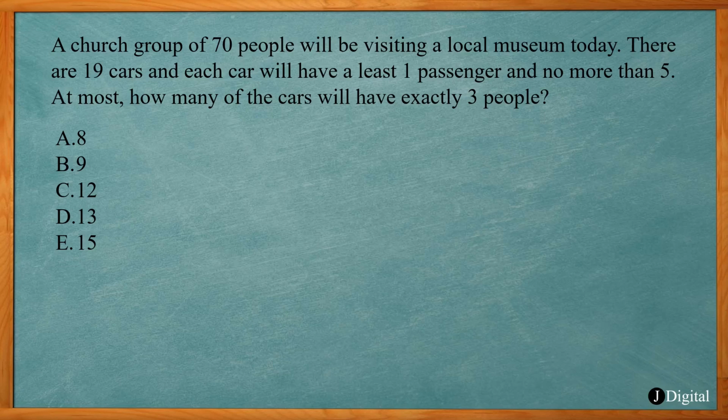Now one way to solve this is to try using the answers. Since we want to know at most, we want to start with the highest value, so 15. So we're saying 15 cars have exactly 3 people. Alright, so those will hold 45 people. So we're using 15 cars there. We have 4 left over because we have 19 altogether.